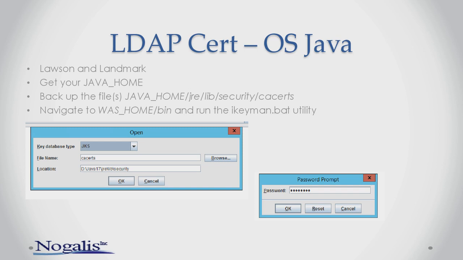And then to open up the iKeyman utility, you would go to your WAS home, your application server home, and bin, and just run the BAT file iKeyman. And when it opens up, you're going to select the key database type of JKS, and then you're going to browse to the cacerts file, which is going to be located at your Java home in jre, lib, and security, and pull that file in. And I should have mentioned that before you start this, go ahead and back up all your cacerts files. I'm a person who likes to have backups of my backups, so just make sure you've got everything backed up before you get started there.